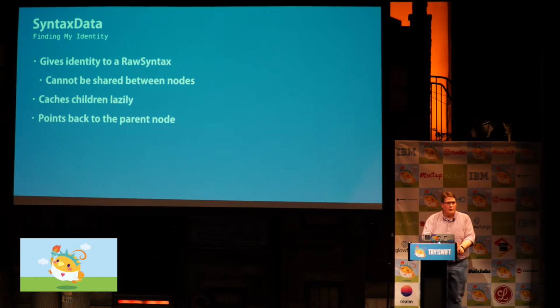A raw syntax node can be shared across multiple places, because a 1 in your source code is just a 1 that has a space or something after it. But the syntax data for a 1 in your source code is the specific 1 that shows up at line 7, column 4, or wherever else. Syntax data is also responsible for lazily creating its children, so that you only create nodes that you ask for and you avoid doing all sorts of other allocations. And finally, it points back to the parent so you can walk up the tree if you need to, and then visit neighboring nodes.